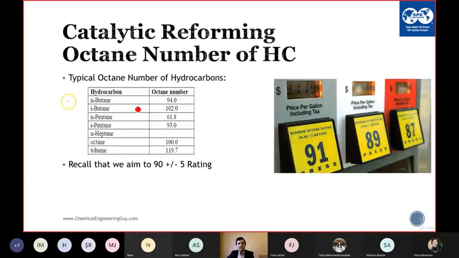Here you can see the octane number of the different molecules, such as n-butane, 94, and n-pentane. This is really low. That's why you want to avoid the n-pentane in your product, but isopentane has a higher octane number. And also you can see that the branched hydrocarbons, or isoalkanes, have higher octane numbers compared to the normal, straight chains.